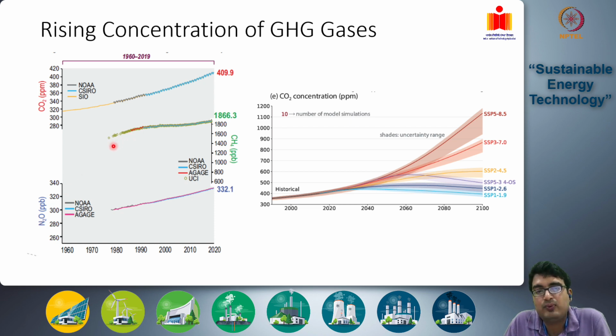For the methane case, methane is present in much lower concentrations. So here the values are in parts per billion, so 10 to the power minus 9. Okay. So this started at around 1500 parts per billion and is today 1866 parts per billion. And N2O, nitrous oxide, is also present in very trace quantities, from 300 parts per billion to 332 parts per billion. Okay. Now you might be wondering why, if these gases are present in such low quantities, are they effective?